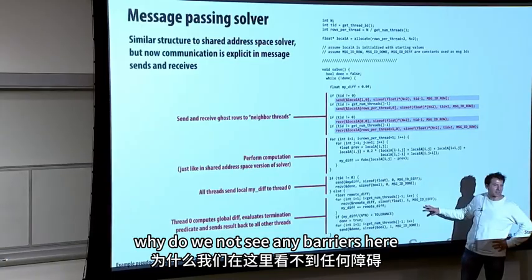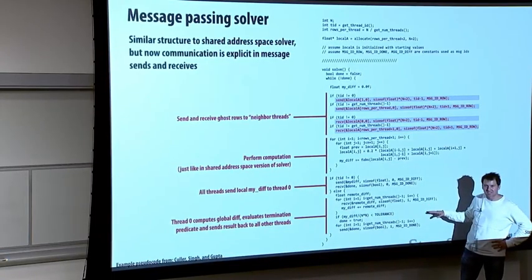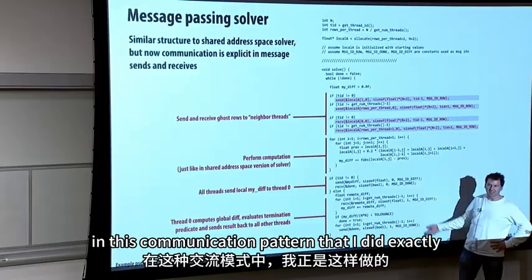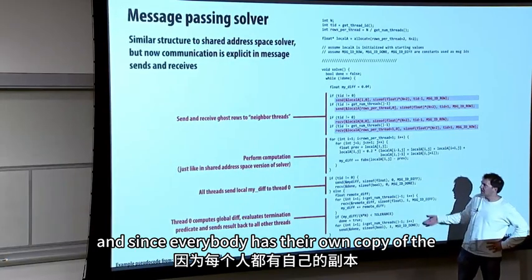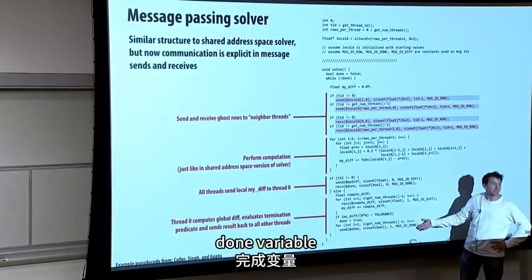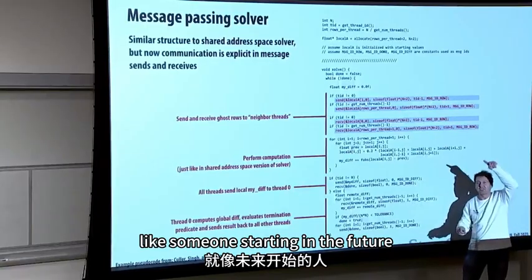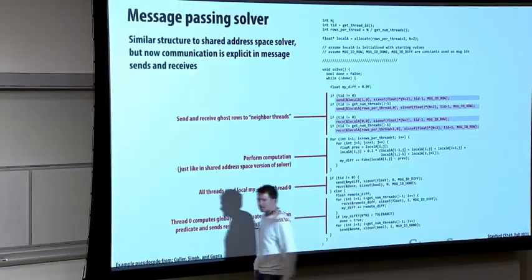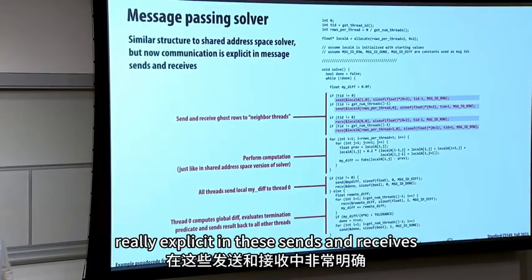Why do we not see any barriers here? Yeah, essentially the barrier is inherent in this communication pattern that I did. Exactly. And since everybody has their own copy of the done variable, because there's no shared address space, there's no worry about someone starting in the future and overwriting something that somebody else receives. Okay? So the communication is really, really explicit in these sends and receives.